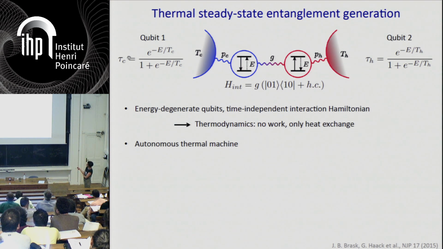Here is the flip-flop Hamiltonian I mentioned before. You see this labels the quantum states, so the ground state and the excited state for each qubit, 0 and 1. And you flip the state 0,1 to 1,0. Okay, is this clear for everyone? So once you have this interaction Hamiltonian, you couple your qubits to thermal baths at different temperatures. The thermal bath is characterized by its temperature. What is important is that these qubits are energy degenerate, okay? And you have a time-independent interaction Hamiltonian. So when you start looking at thermodynamics, this implies that there is no work in your system, and there is only heat exchange in this system. And this is how you can characterize autonomous quantum thermal machines.